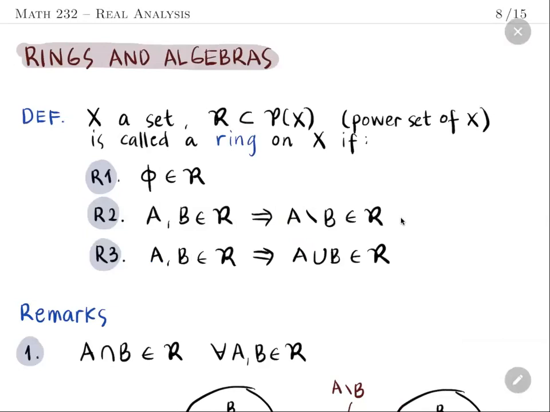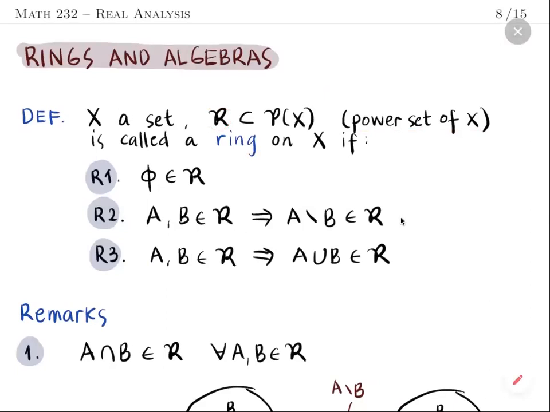Okay, so let us discuss rings and algebras. So suppose that X is a set and R is a subcollection of the power set of X. So what is the power set of X? Recall that the power set of X is the set of all subsets of a given set, let's say in this case X. Okay, so this collection R will be called a ring, provided that the following three properties are satisfied.